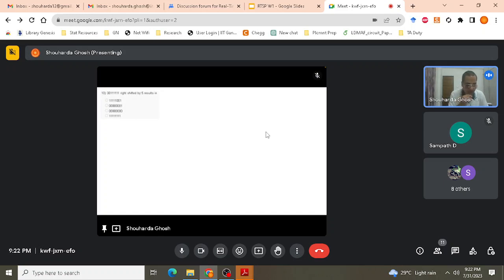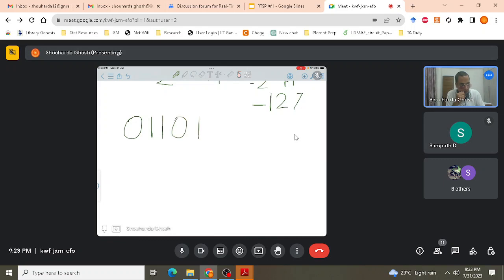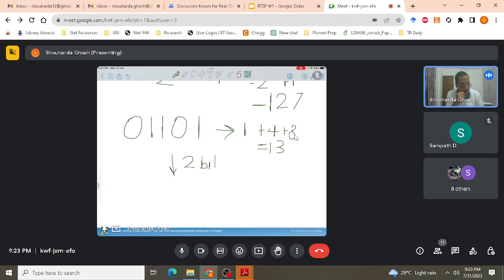So, a very simple question. 00111 right shifted by 5 results in what? Can anybody tell me what happens here? Right shift by 5, what does it mean? Let me show you a brief illustration. Let's say the number 01101. What is this equal to? It's 1 plus 4 plus 8, that is 13. Now if I do a 2 bit shift, what does it imply? It implies division by 2 to the power 2, or division by 4.